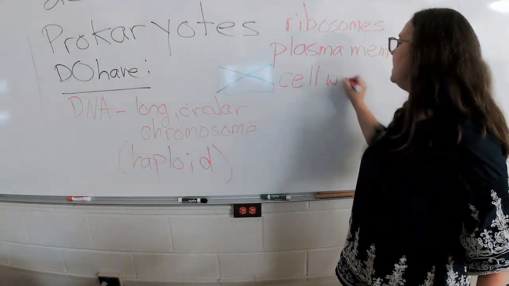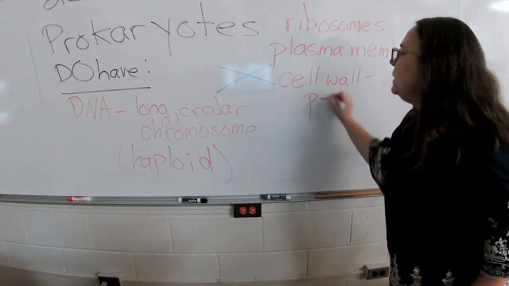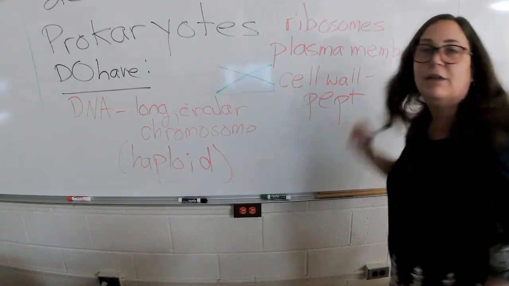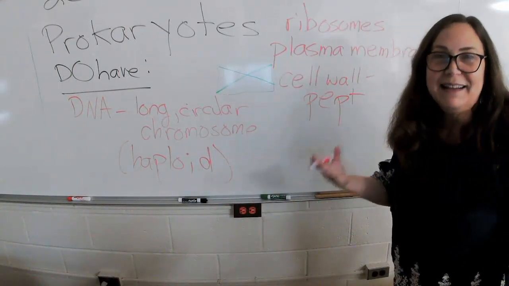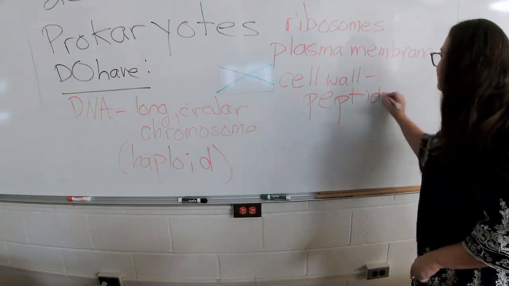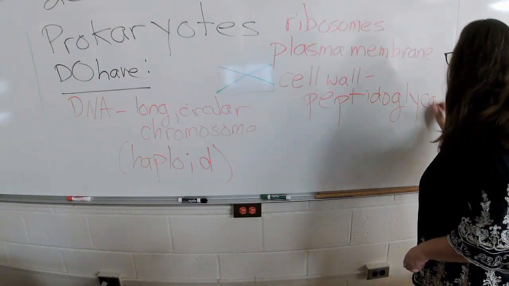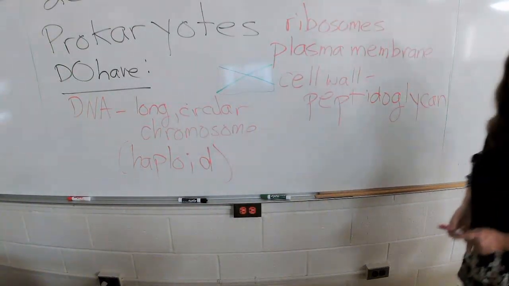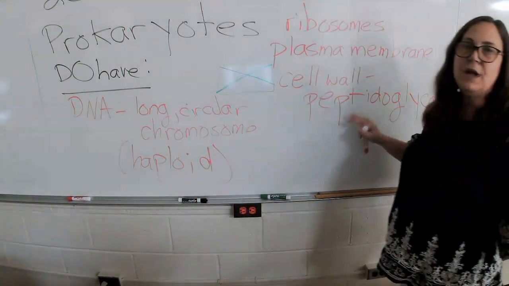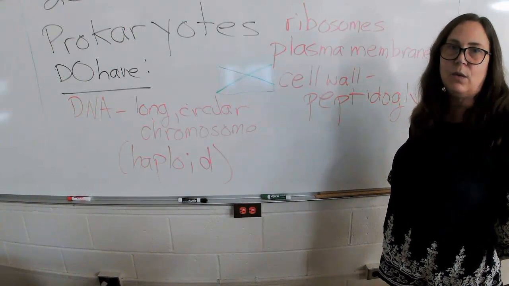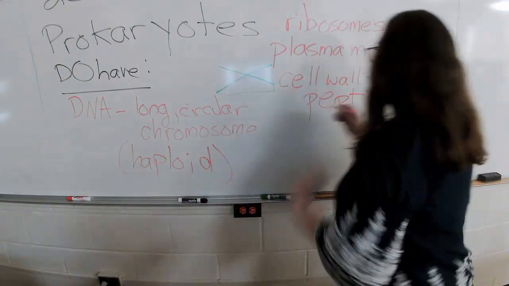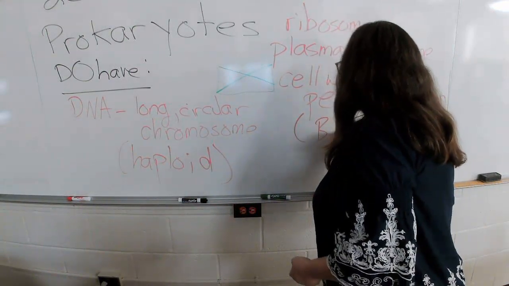Their cell wall is composed of peptidoglycan. Peptidoglycan. If we were in class, I would have you say it and repeat it: peptidoglycan. This is a component that is found in the cell walls only of bacteria. The archaea do not have peptidoglycan in their cell walls, but the cell walls of bacteria do. So I'll put that in parentheses. Only bacteria.